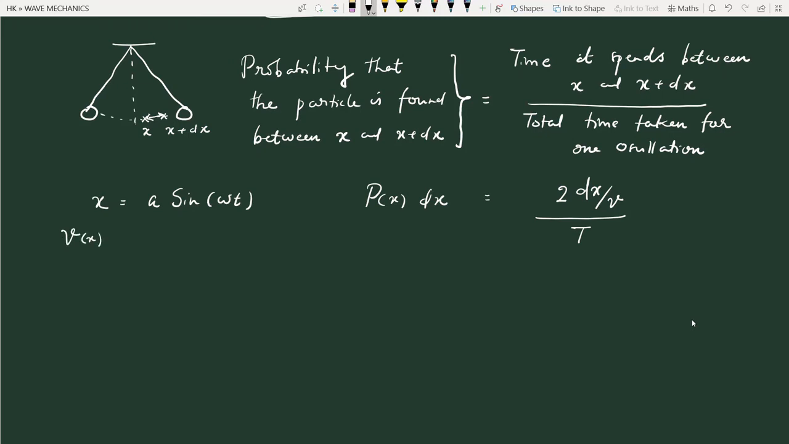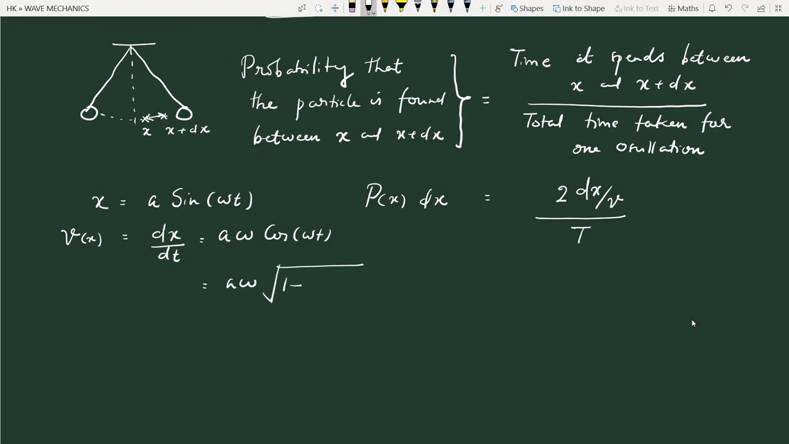Velocity at the position x. So v you can find out as dx by dt. What is this? Sine omega t, derivative is cos omega t with an omega coming outside. So a omega cos omega t.